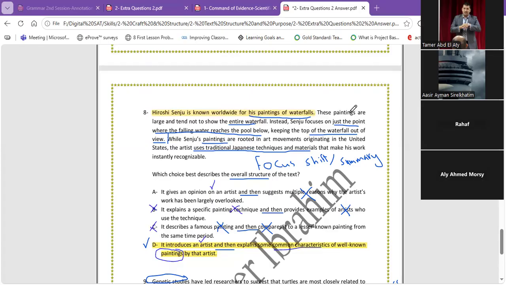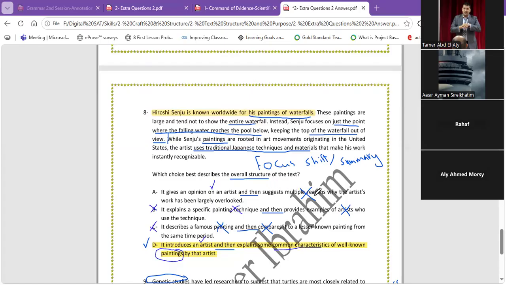These paintings are large and tend not to show the entire waterfall. Instead, Senju focuses on just the point where the falling water reaches the pool below, keeping the top of the waterfall out of view. While Senju's paintings are rooted in art movements originating in the United States, the artist used traditional Japanese technique and materials that make his work instantly recognizable. Let's find out the second part.